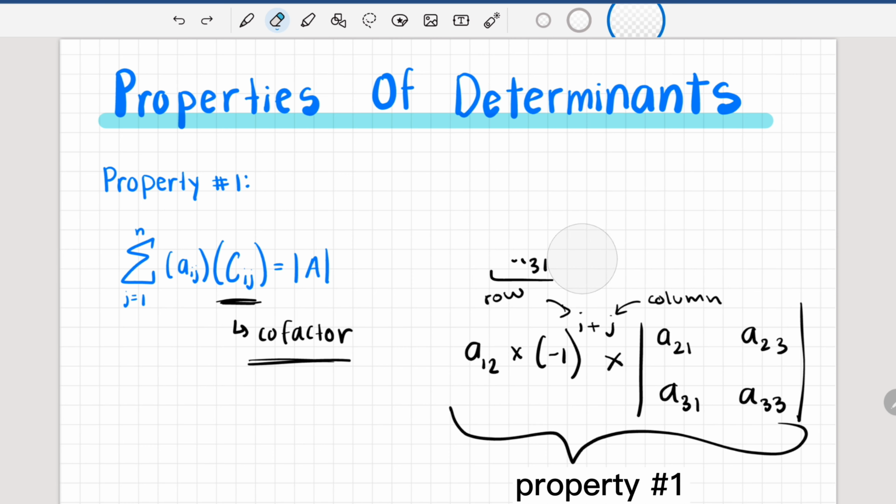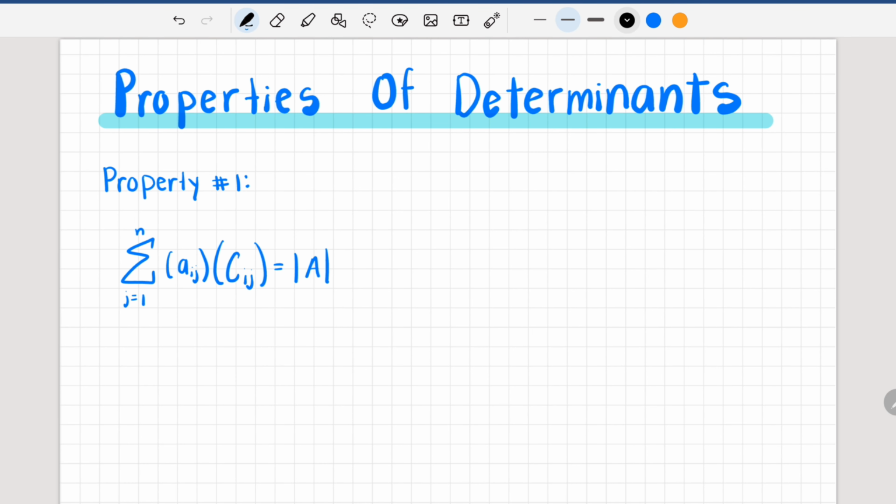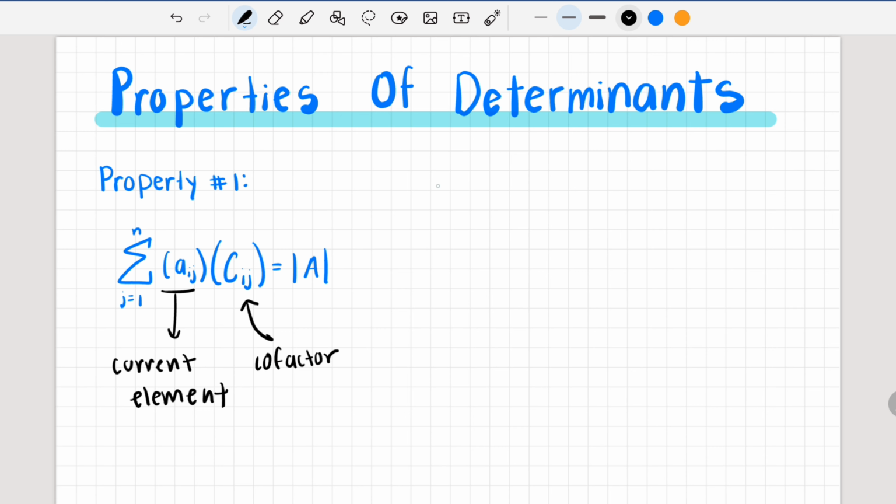I just wanted to bring up cofactors since they are an important part when we're talking about determinants, and they're almost in every single property of determinants we're going to see after this property. And yes, it looks a little cryptic, but let's break it down. So we know that Ij is the current element we are on. And we know that this, as I just explained, is the cofactor of the current element we're on. And of course, this is better understood with an example.